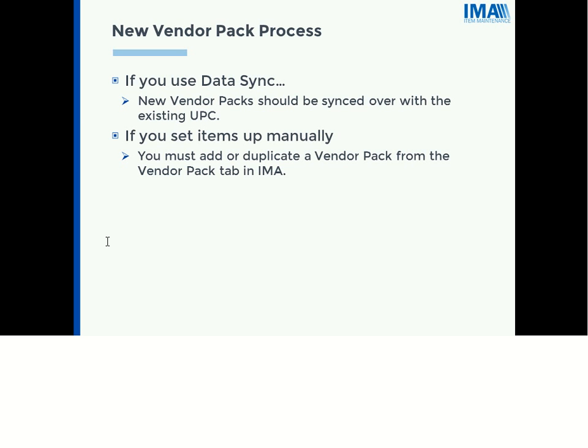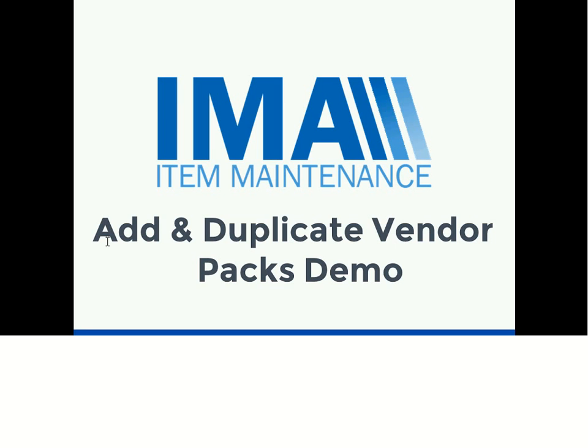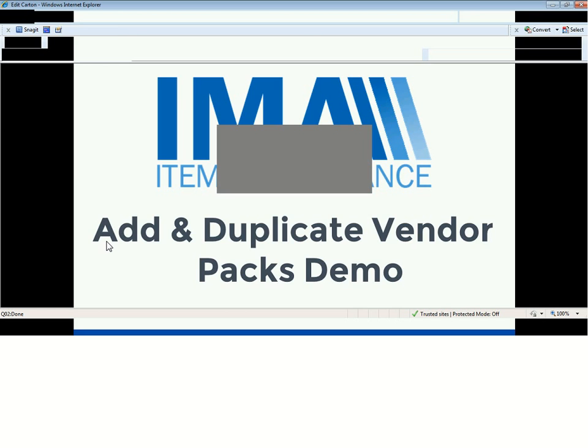Now, you can put multiple vendor packs on the same UPC. It doesn't change the KSN. So that would be the method if you use data sync. Now, if you set up your items manually, you either have to add or duplicate a vendor pack from the vendor pack tab in IMA. And I am going to show you how to both add a vendor pack and duplicate a vendor pack.